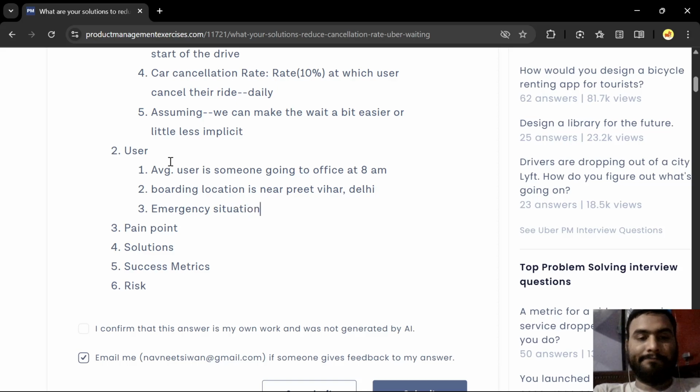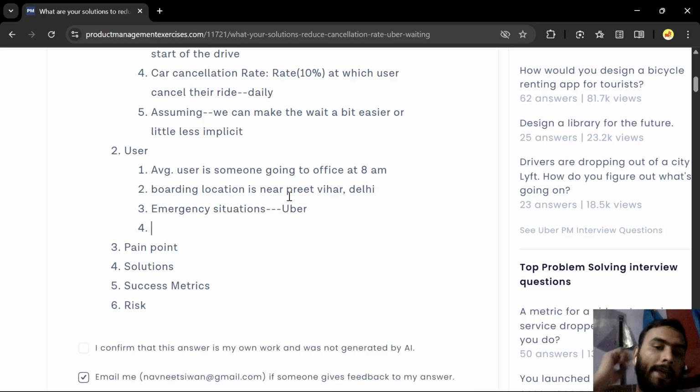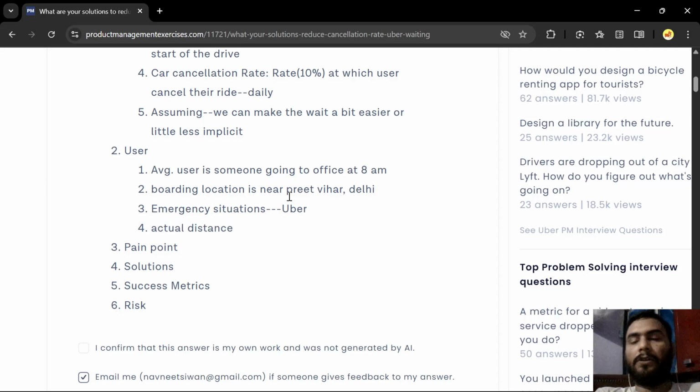That emergency situation means that for their daily commute, they generally take the metro, but under some circumstances they may be late due to a family emergency or any such situation. They may get late dropping their child to school. It could be any number of situations. So under that emergency situation, they take the Uber, and the actual distance from the home to the office they need to travel is around 23 kilometers.